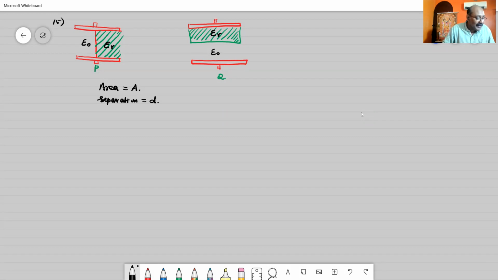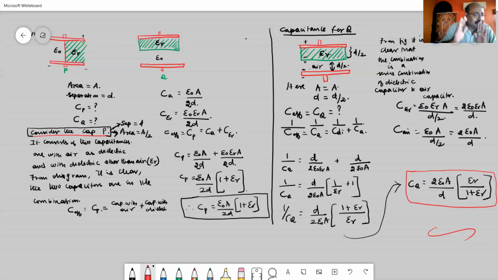What is asked? Calculate the capacitance of capacitors P and Q. So you are asked to calculate the capacitance of capacitor P and the capacitance of capacitor Q. Let us see how we can solve this problem. Again, let us go through the problem. Capacitors P and Q have identical cross-sectional areas and are separated by a distance D. The space between the capacitors is filled with a dielectric of dielectric constant epsilon r as shown in the figure. Calculate the capacitance of the capacitors P and Q.